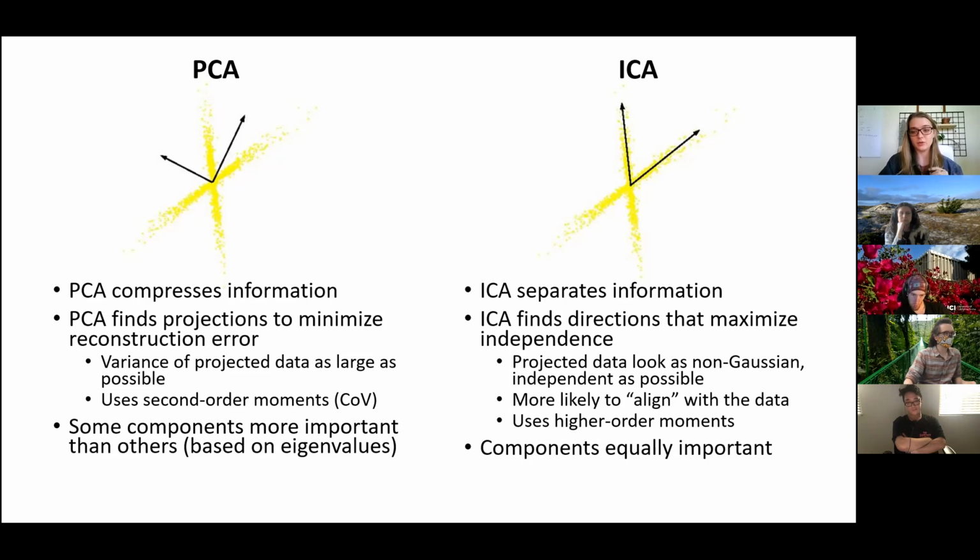And this is more likely to align with the data. And in order to get this data as independent as possible, ICA uses higher order moments, not just second order moments. And in PCA, some of the components are more important than others. These are based on the eigenvalues, whereas in ICA, all the components are equally important.